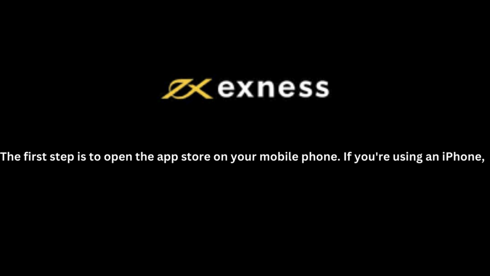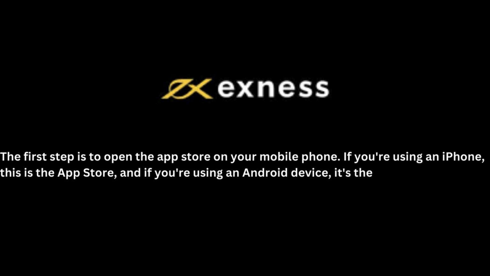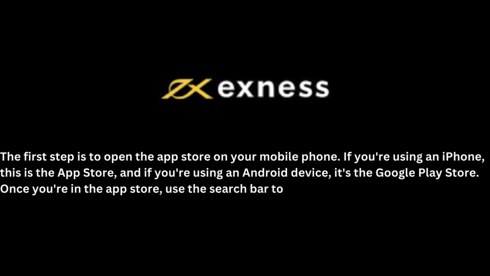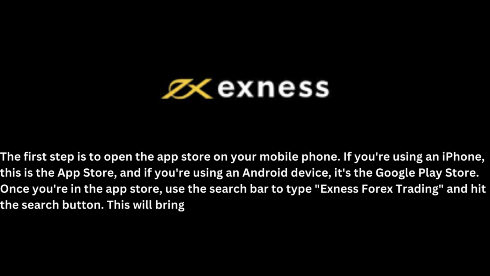First step is to open the App Store on your mobile phone. If you're using an iPhone, this is the App Store. And if you're using an Android device, it's the Google Play Store. Once you're in the App Store, use the search bar to type Exness Forex Trading and hit the search button. This will bring up the official Exness Forex Trading app.